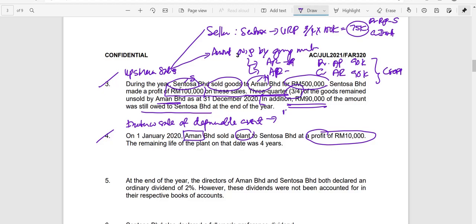So you need to go and adjust who is the seller. Aman, right? So Aman is the seller. So go and debit to the retained profit of the seller. Seller here is Aman. This is 10,000. And you will credit to the item here, which is plant. So plant of the buyer, remember, buyer is Sentosa. I put here Sentosa. So 10.